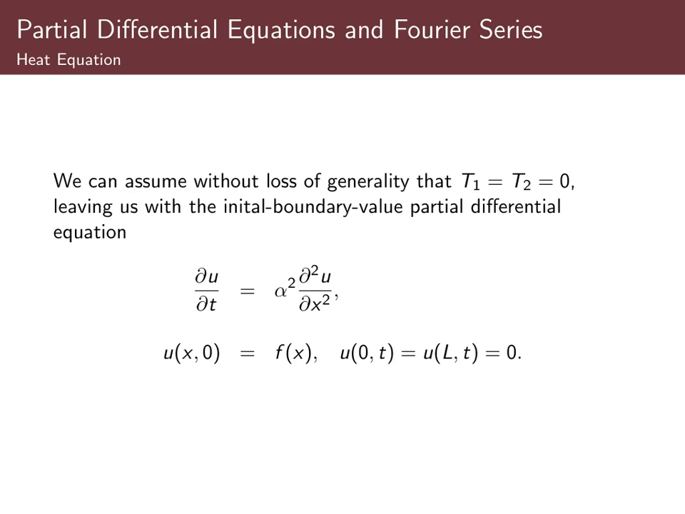So what we have then is this initial boundary value partial differential equation. The partial of u with respect to t is equal to alpha squared times the second partial of u with respect to x. Initially, the heat profile is f(x), and at the boundaries, the solution is equal to 0. Okay, thank you.